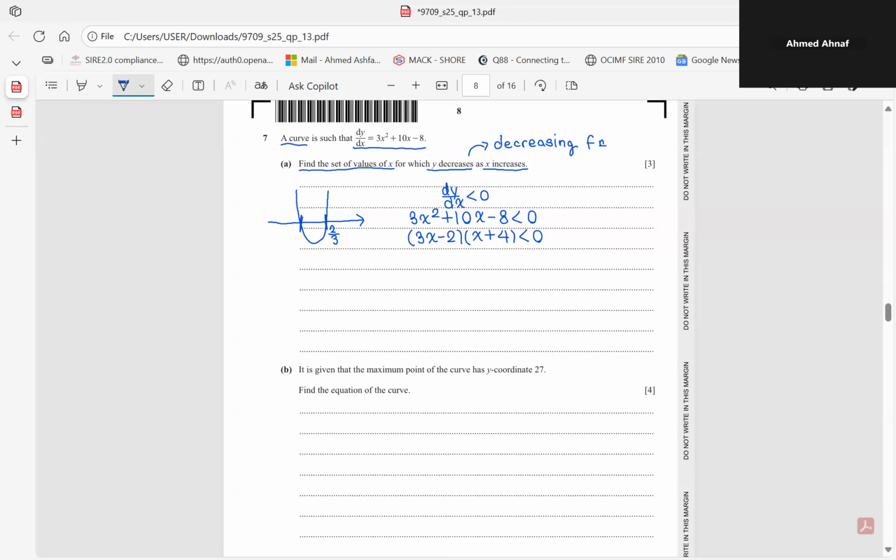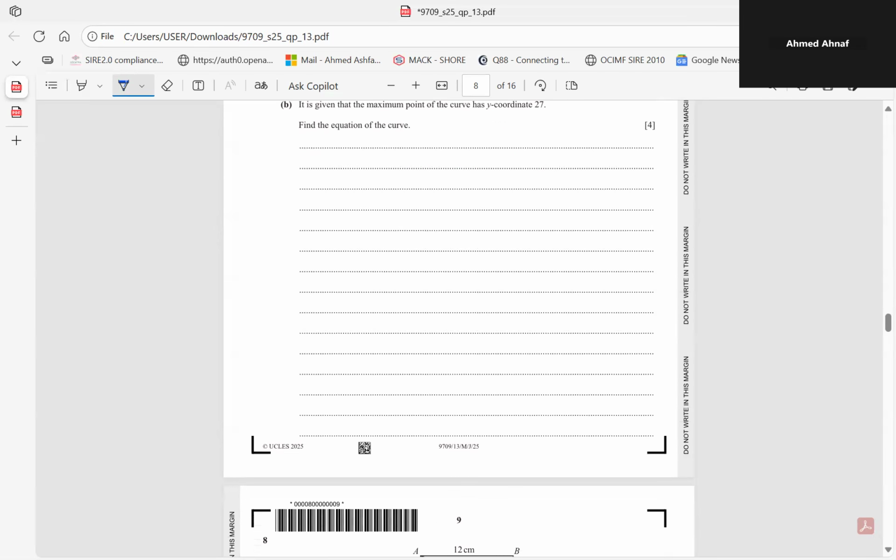And then x plus 4 equals 0, we'll get x equals negative 4. So these are our critical points in here. Since we're interested in x being less than 0, we're going to look at the region below the x-axis. Basically, this is the region that we're interested in, and hence our set of values of x are between -4 and 2/3. So this is our final answer for this part. Let's head on to the next part.